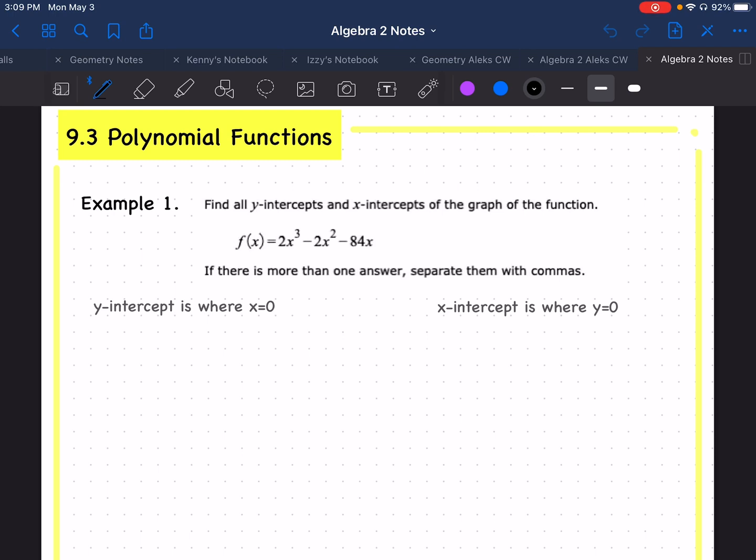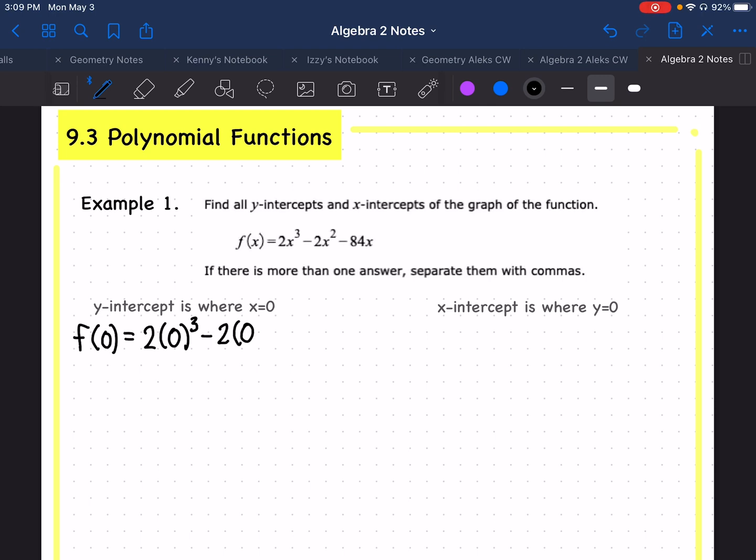What we're going to do to find the y-intercepts is we're going to go ahead and make x be equal to 0. This question is coming from your Alg assignment, so it does state that if there is more than one answer, we're going to go ahead and separate them with a comma. So for the y-intercepts, we are simply going to say f of 0, and we're going to plug in 0 for the x's in our function.